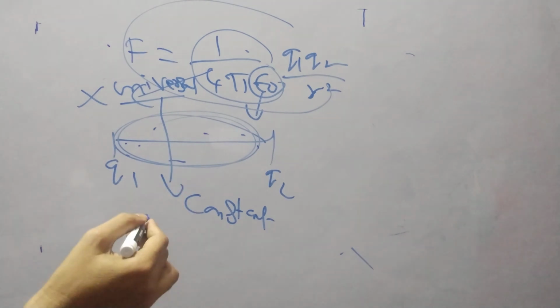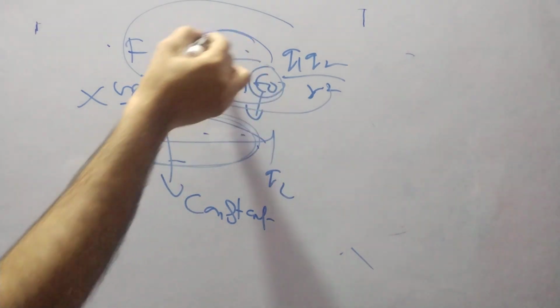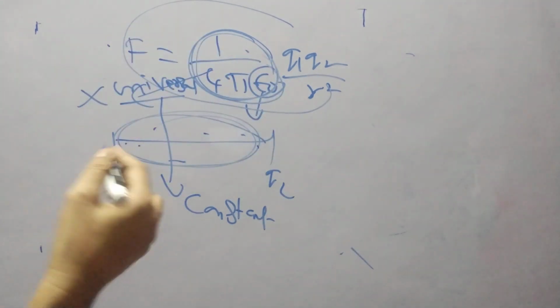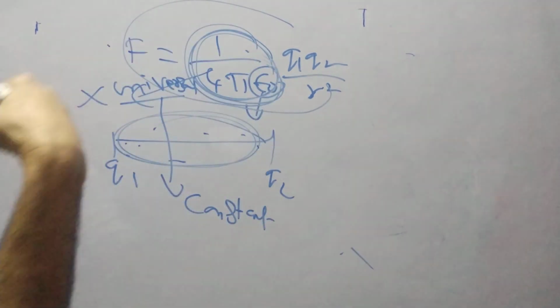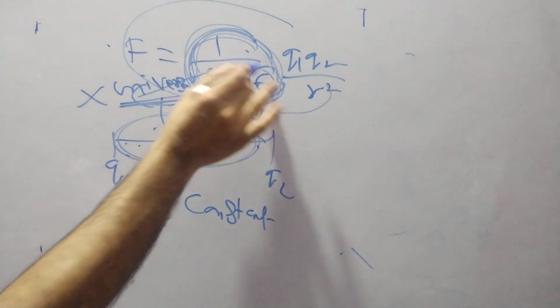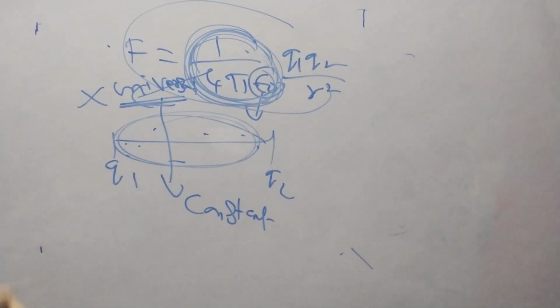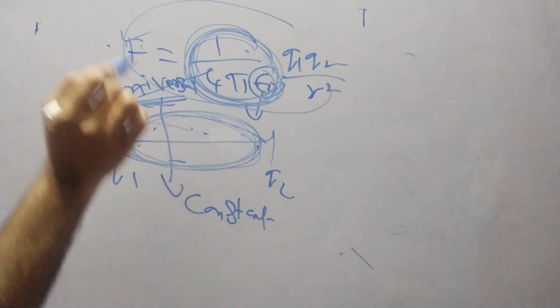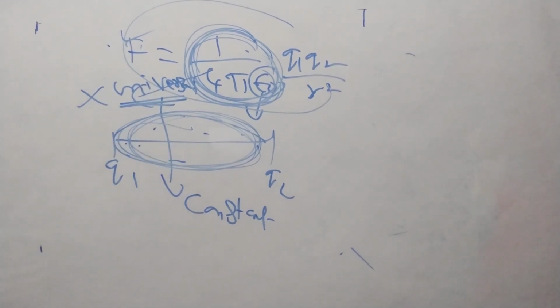If you take air or free space or vacuum, this value is 9 into 10 power 9. If you take another medium, this value will change. So this is not a universal value, just a constant value. That is one more limitation, because Coulomb's law depends on the medium. If the medium changes, this changes. So that's another limitation of Coulomb's law.